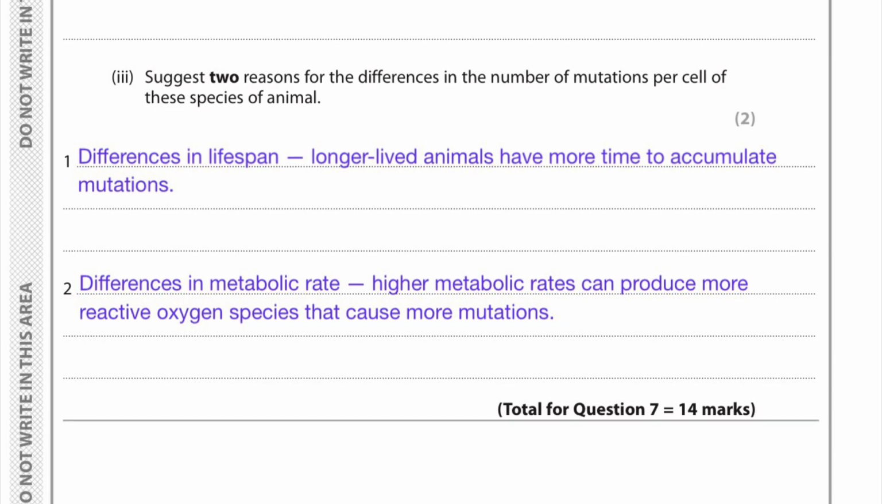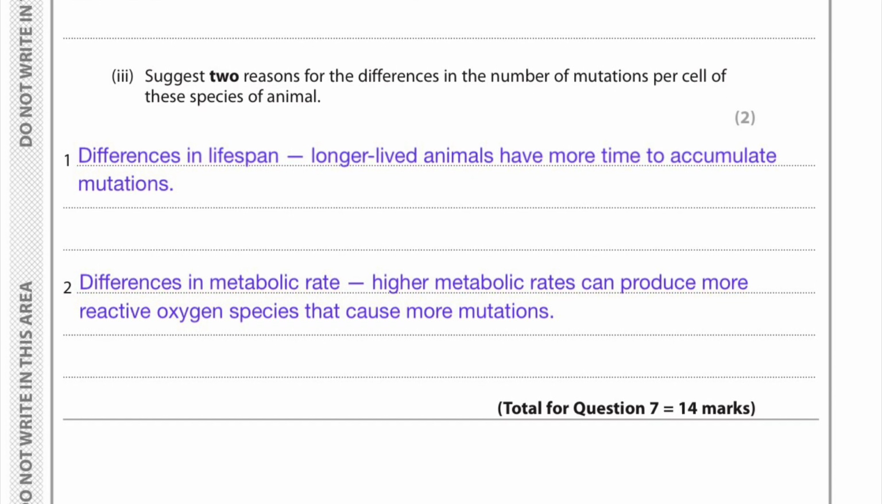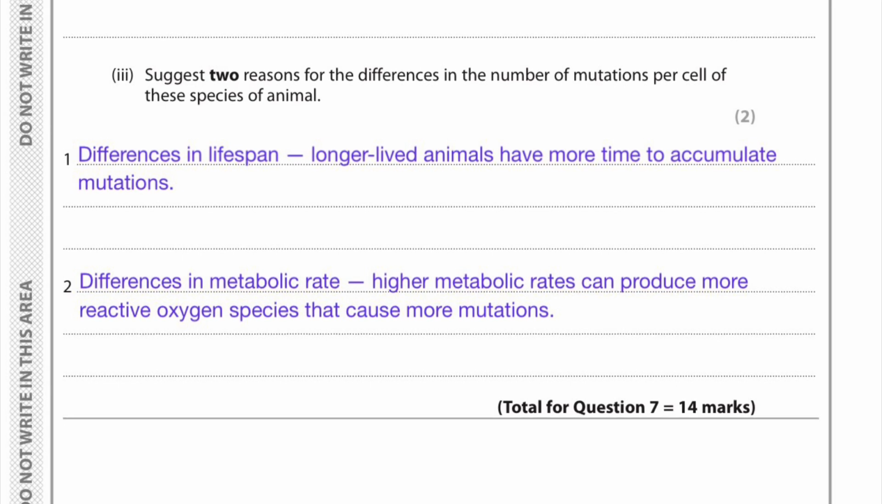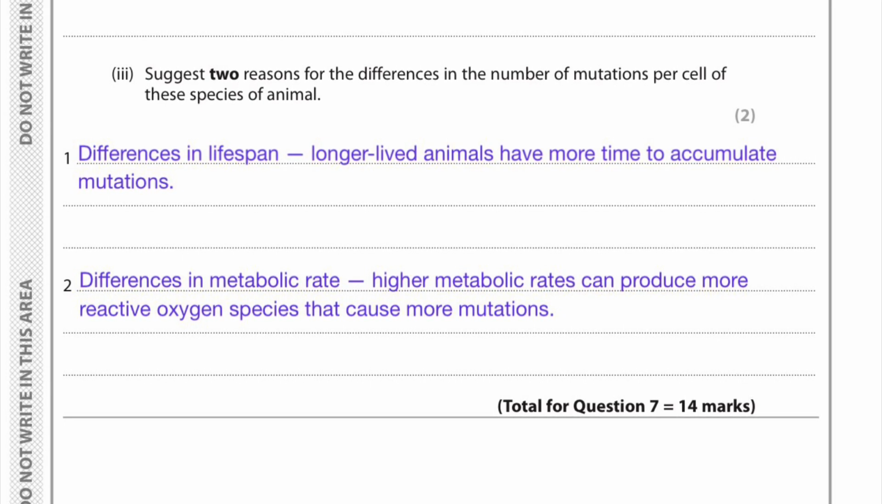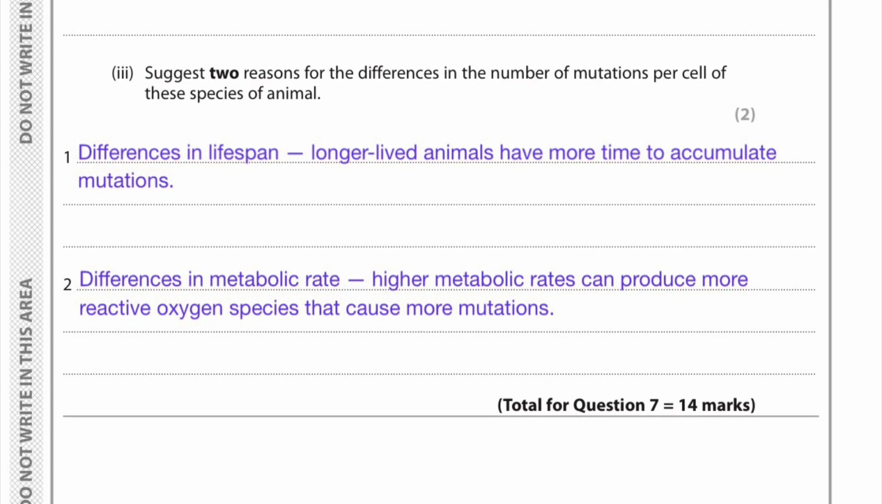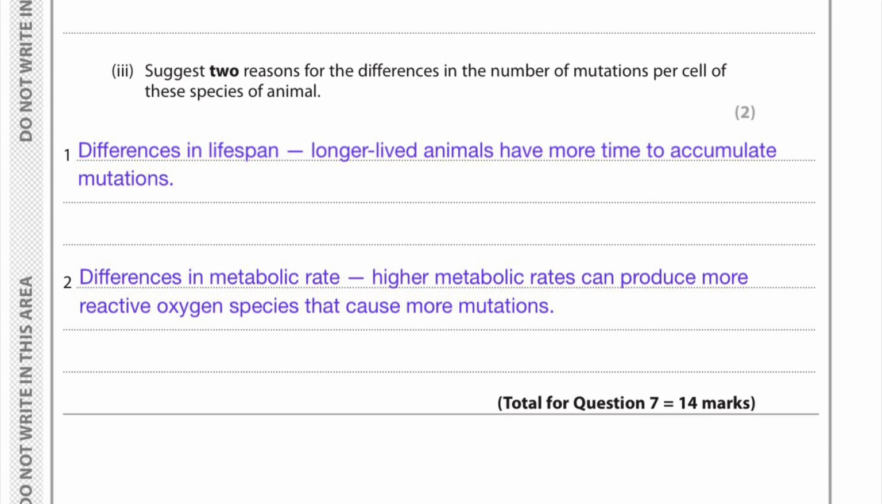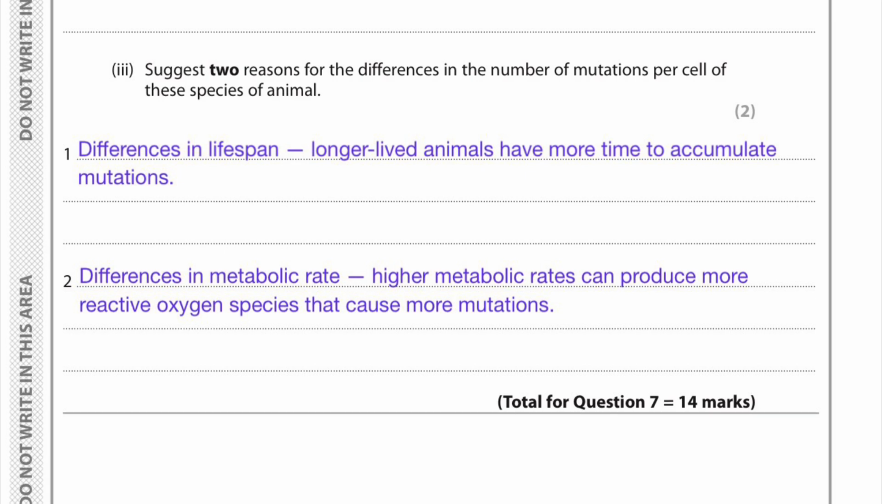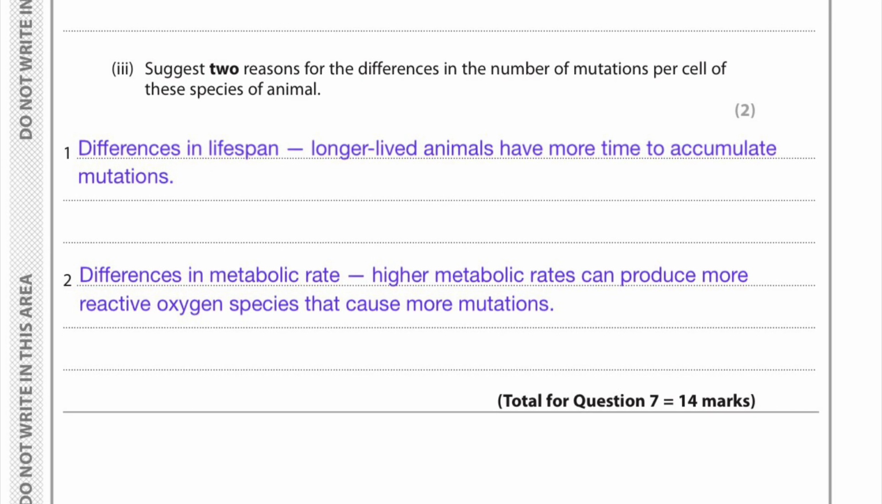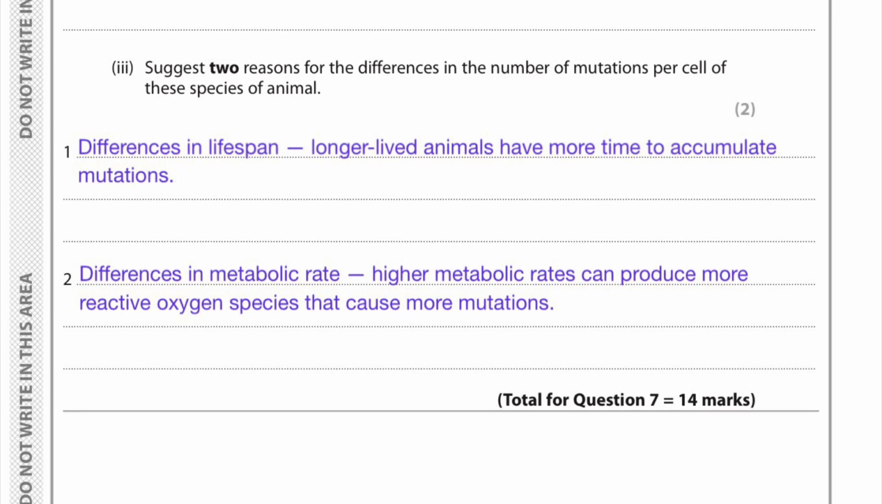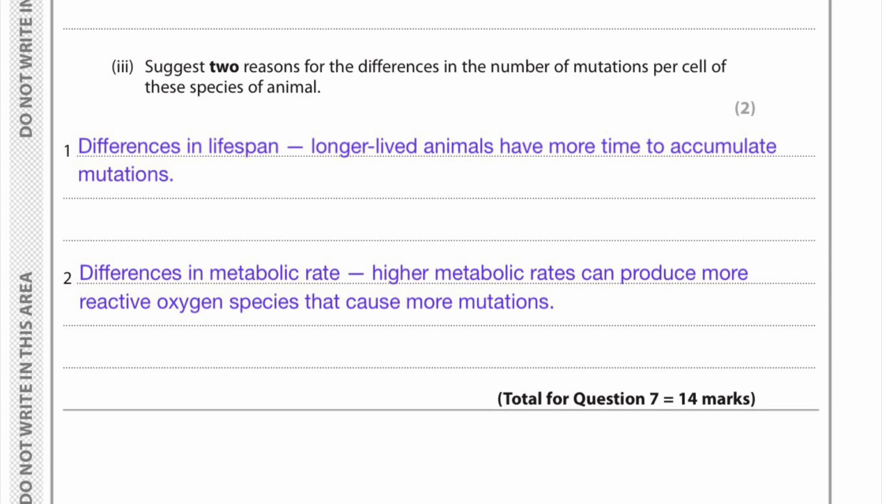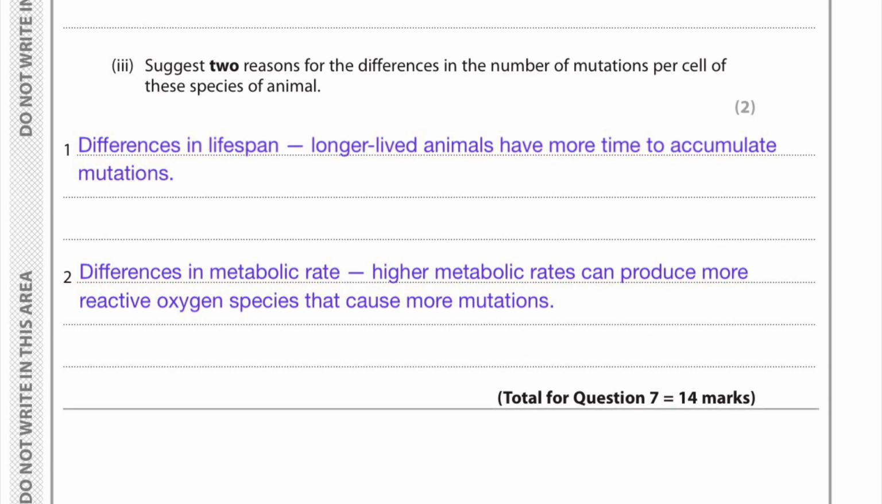This part wants ideas about why mutation numbers vary between species. So I said, differences in lifespan. Longer-lived animals have more time to accumulate mutations. Differences in metabolic rate. Higher metabolic rates can produce more reactive oxygen species that cause more mutations. Differences in DNA repair mechanisms and different rates of cell division.